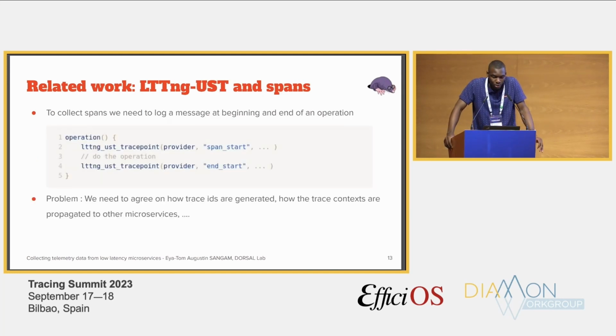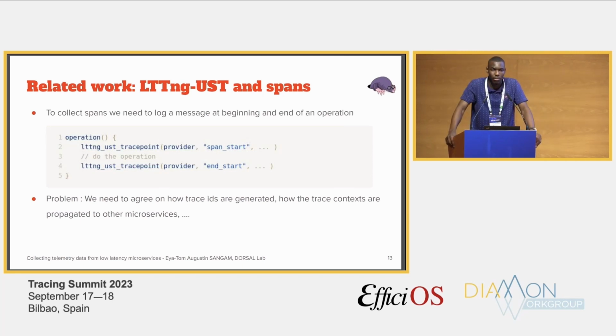And if we want to record anything having to do with the application, we can use the user space tracer. So let's take the example of a span. If you have a unit of work, you can just log a message at the beginning and at the end. And later on, post-mortem, doing the analysis, you can know exactly when your operation started and ended.